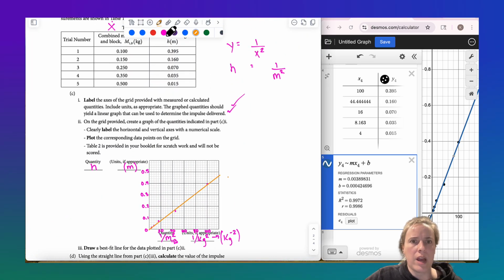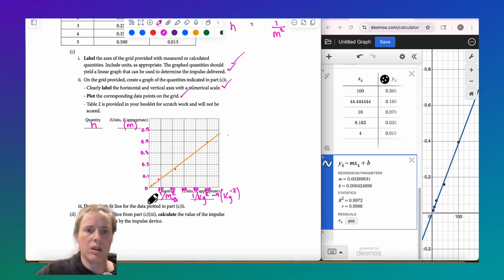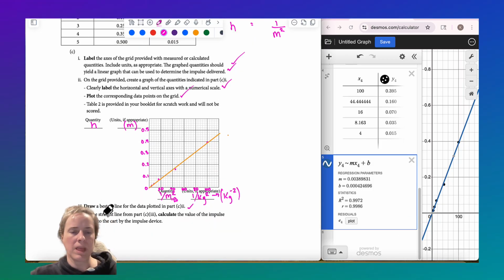All right, check. Draw the best fit line. We did that. Check. So using the straight line from part CII, calculate the value of the impulse. Now this is the part where you actually need to know the physics. You're going to end up needing the slope. 99% of the time, it's the slope you need.